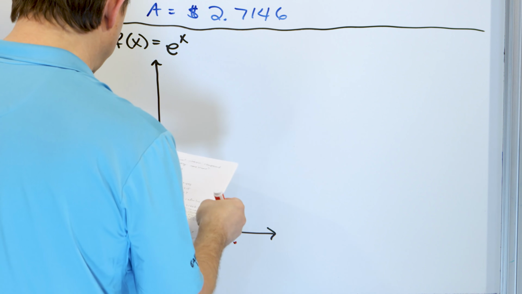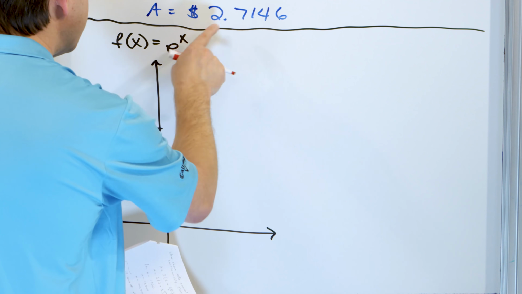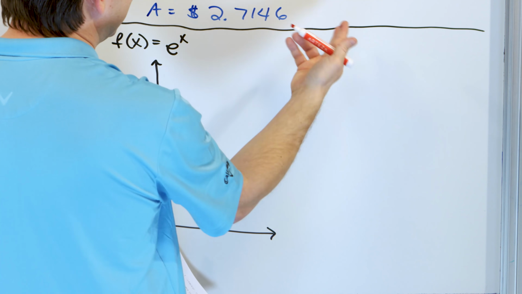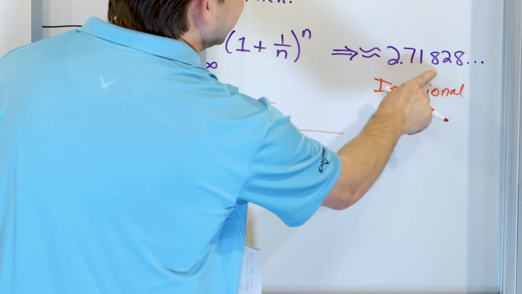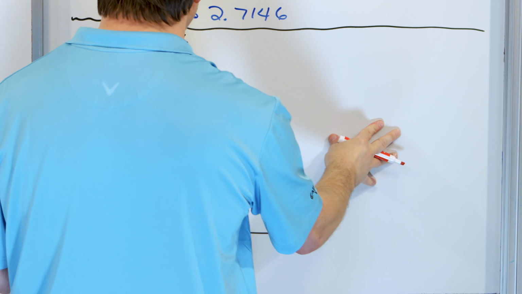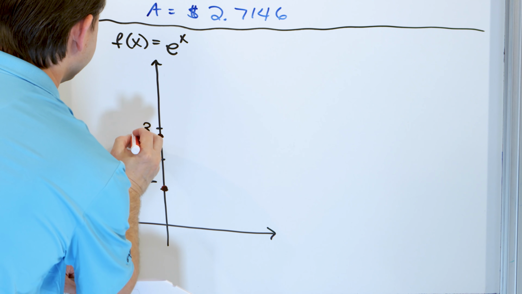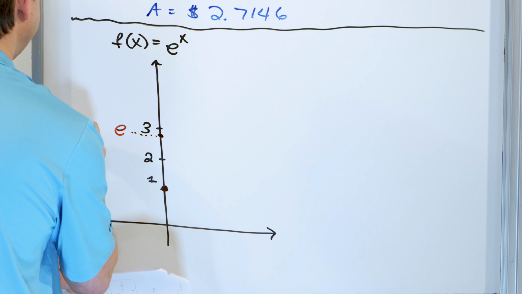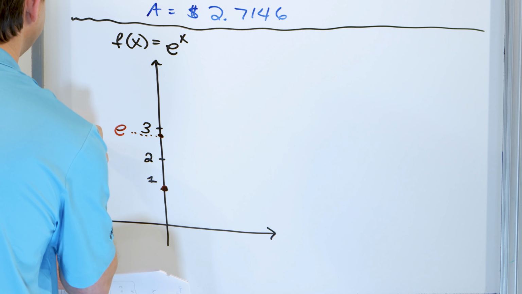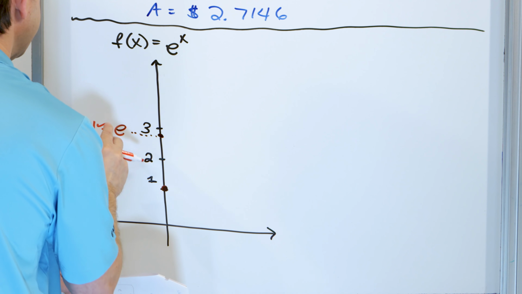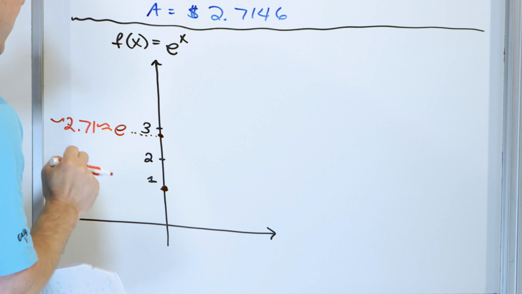And we also know that the number e is actually 2.71828, so it's about 2.7. So this number is somewhere right around here. This right here is where the number e is. 2.7 is roughly equal to e. It's somewhere right around there.